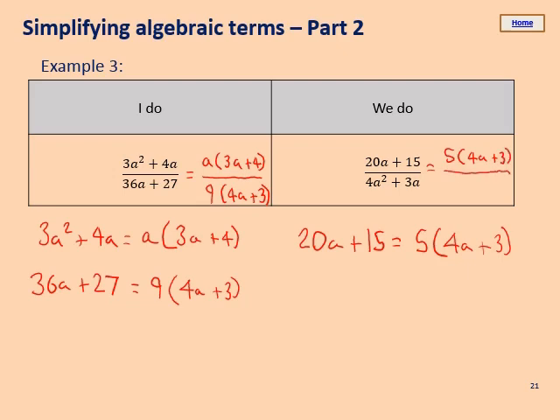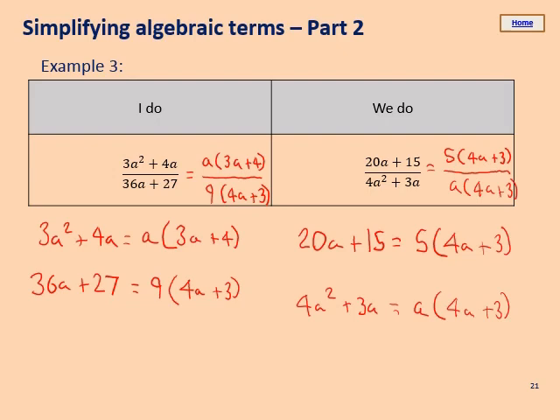Then on the denominator, I've got 4a squared plus 3a. So again, we're going to factorise this. Highest common factor of 4a squared and 3a is going to be a. Then I can put my brackets. 4a squared divided by a gives me 4a. Positive 3a divided by a gives me positive 3. So I've got a bracket 4a plus 3.